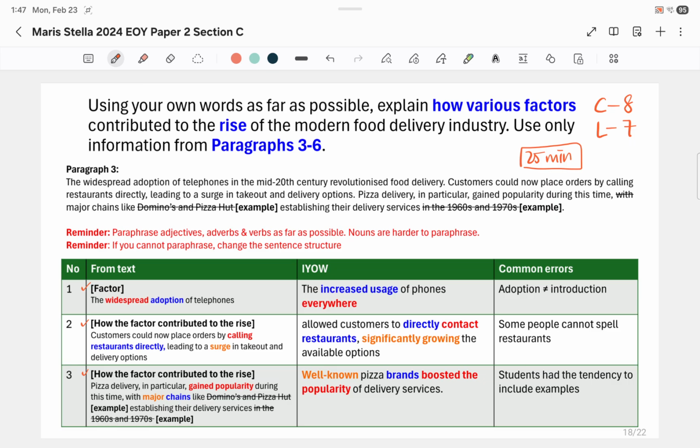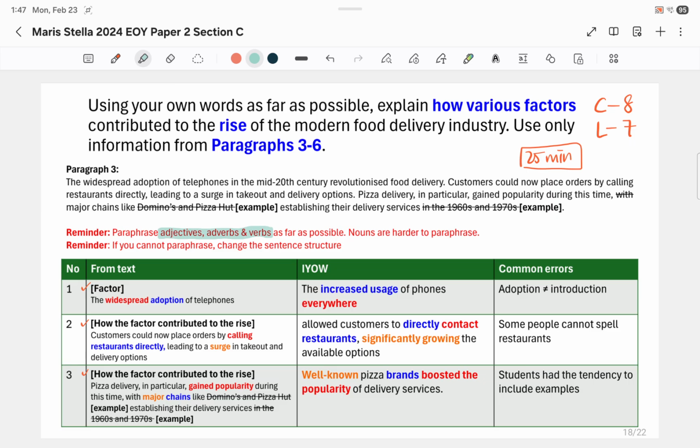Some reminders for you: if you find it hard to paraphrase, you're not expected to paraphrase nouns most of the time. Nouns are harder to paraphrase. You really do need to have very precise vocabulary to change nouns. Sometimes they cannot be paraphrased. So the easiest way is to just paraphrase adjectives, adverbs, and verbs. If you're really stuck, you can't paraphrase at all, then the least you can do is to try to change the sentence structure.